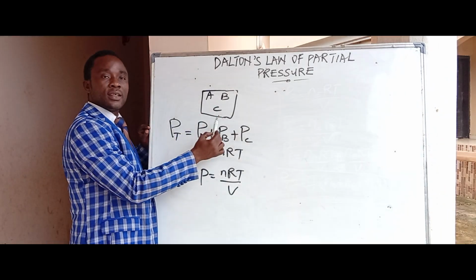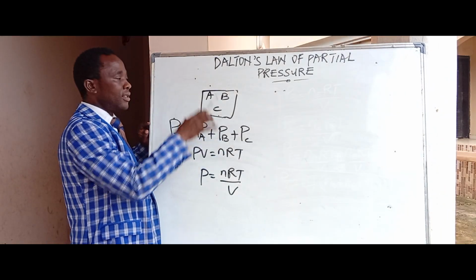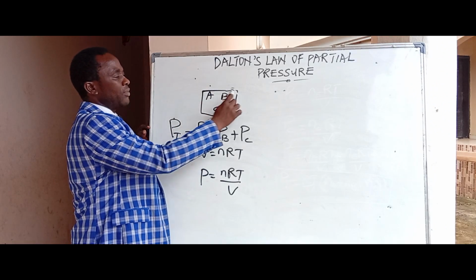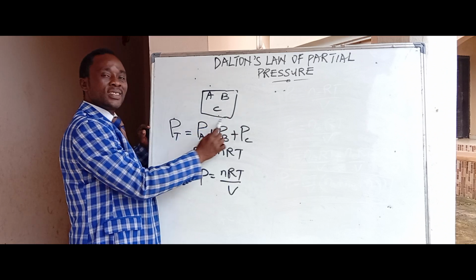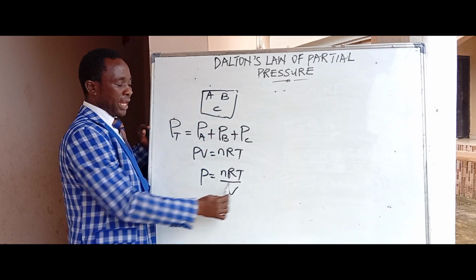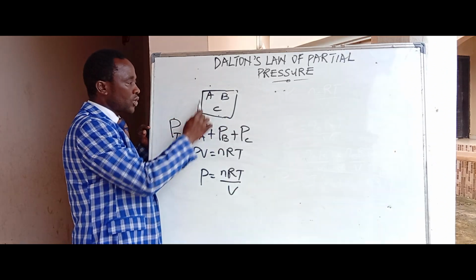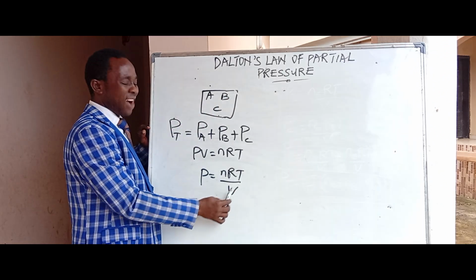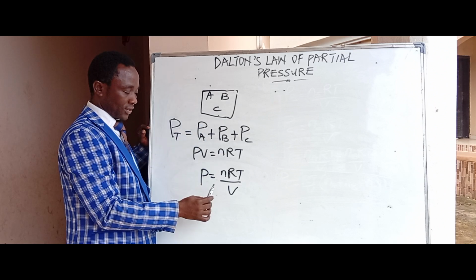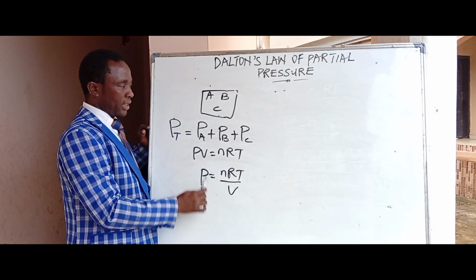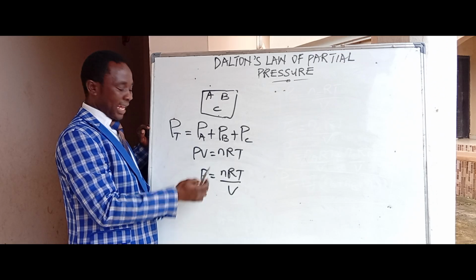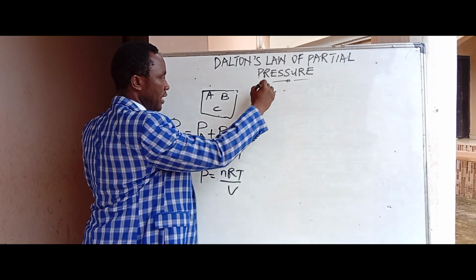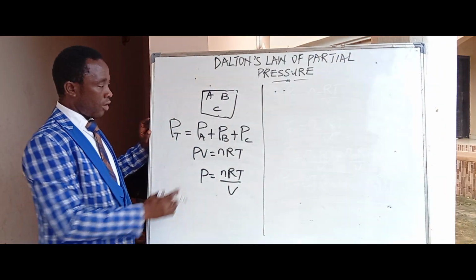Remember, these three gases are in the same container, the same environment, so they have the same volume. Each of them will take the same volume of the container. Then temperature will be the same because they are also within the same environment. So you can now see that R, T, and V are the same for these three gases. R is a constant. What differs for each of these gases is likely to be the pressure and the what? Number of moles.